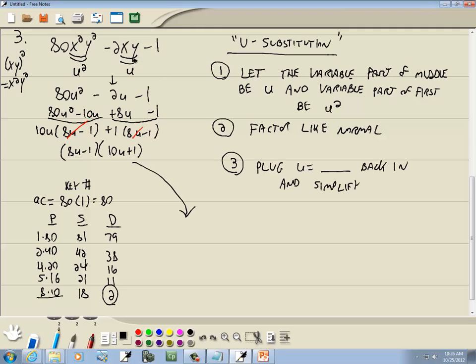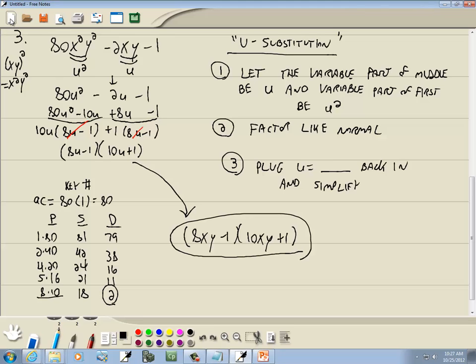But you're going to find that every problem will be different. In this particular problem, we said u up here was equal to xy. So now where our u is, we're going to plug in xy. It's always wherever here is in the middle is what you plug back in. So this becomes 8xy minus 1 times 10xy plus 1. And that's our answer.